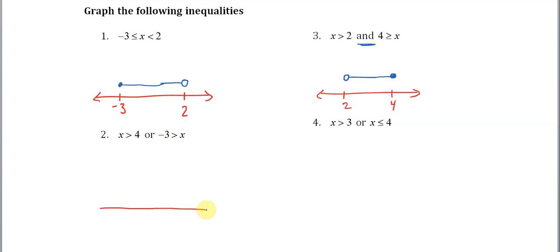A couple more. This time we've got the word or in it. So let's put -3 on here and +4 on here. And we know that x must be greater than 4, so we're going to go this way. Or, so this is an option, or x is less than -3, so it's going to be on the outside. So it's any number over here or any number over here.